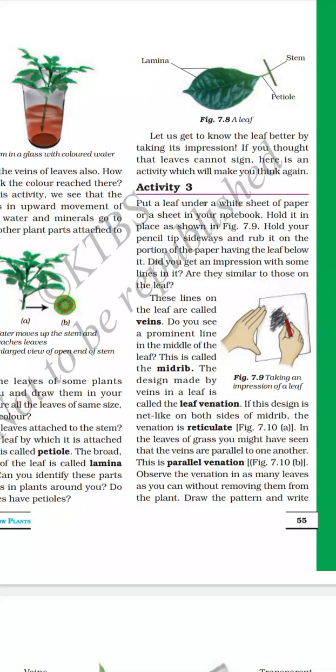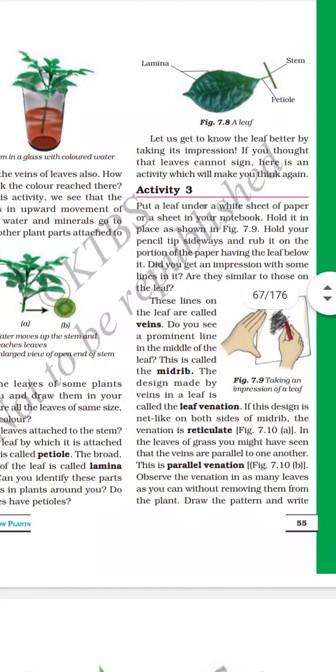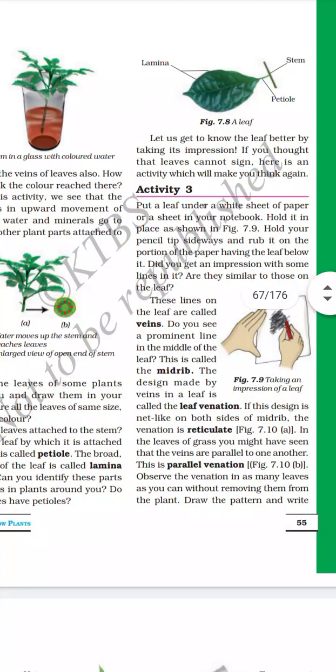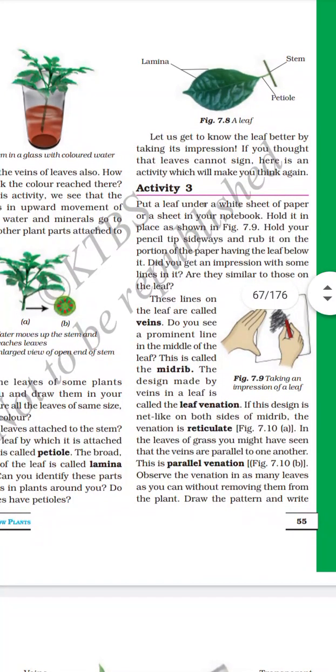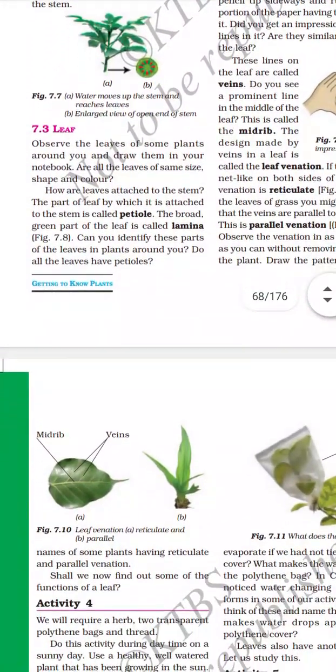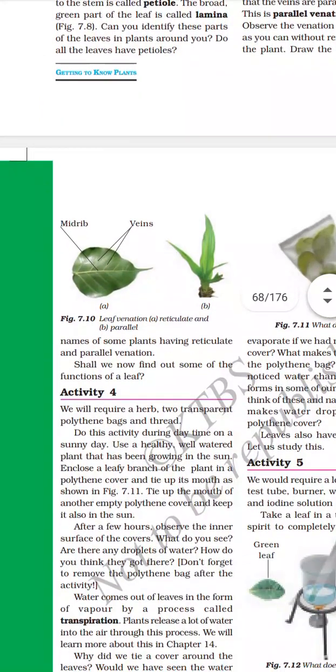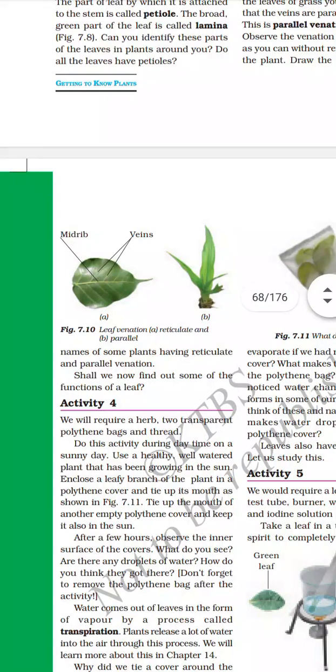If this design is like a net on both sides of the midrib, then the venation is called reticulate. In the leaves of grass, you might have seen that veins are parallel to one another. This is called parallel venation. So here you can see reticulate venation is like a network, and you see B is a grass which has parallel venation.